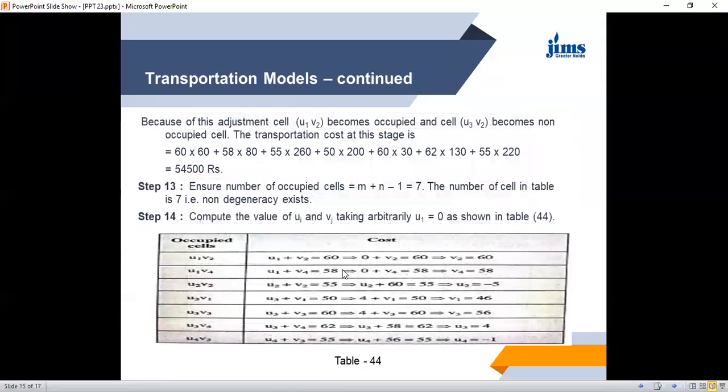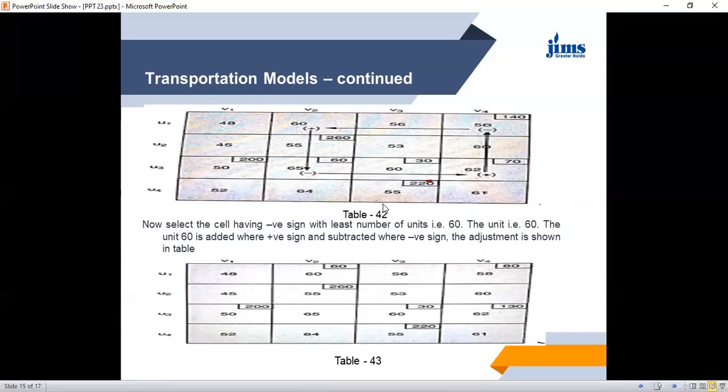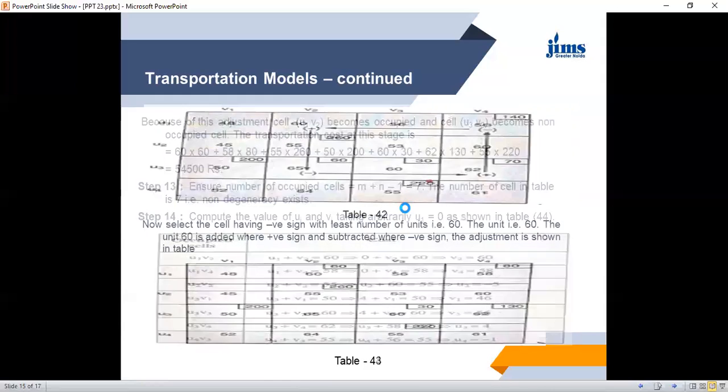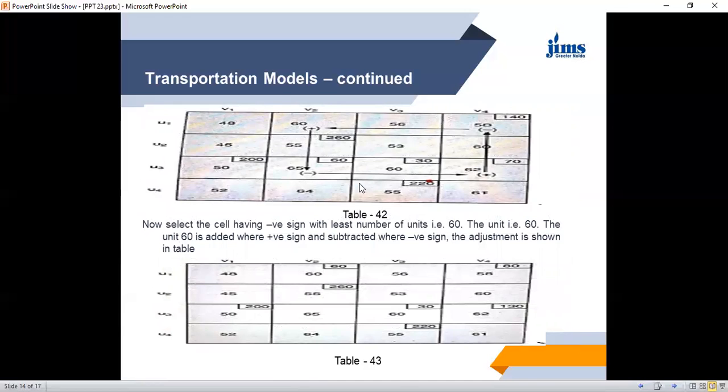For this new allocation, the cost is 54,500. Again, we calculate whether m plus n minus 1 is equal to 7 or not, because all occupied cells we have to count, and then we have to ensure that this m plus n minus 1 must be 7. So we find that still there are 7 occupied cells. So this condition is met.